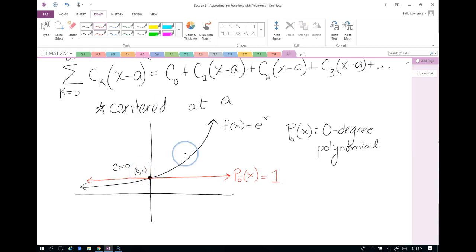We can see, looking at the black graph and the red graph, that they are not very similar. Probably around (0, 1) they're pretty similar, but as we move away from the point (0, 1), they're not similar at all. So this approximation would be even better if we did a 1st-degree polynomial.